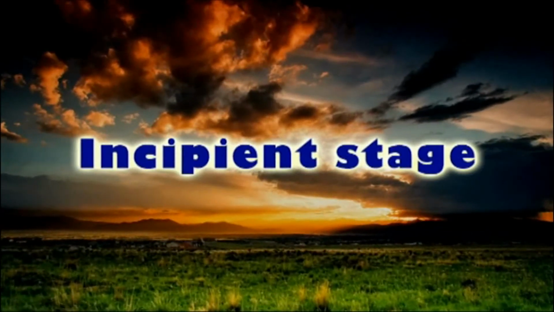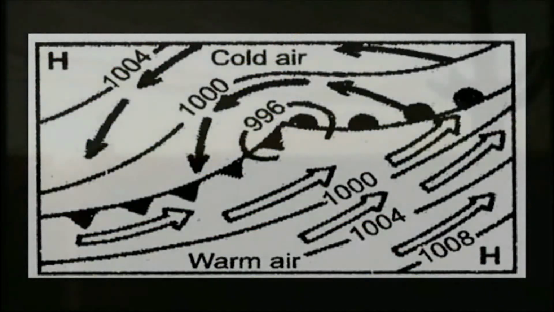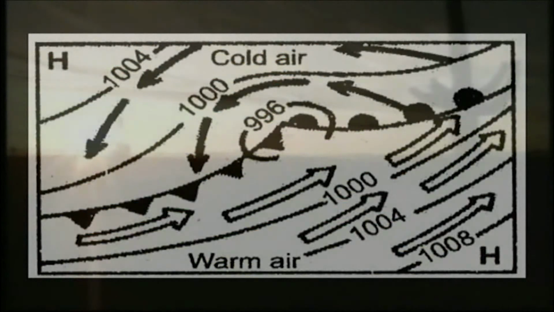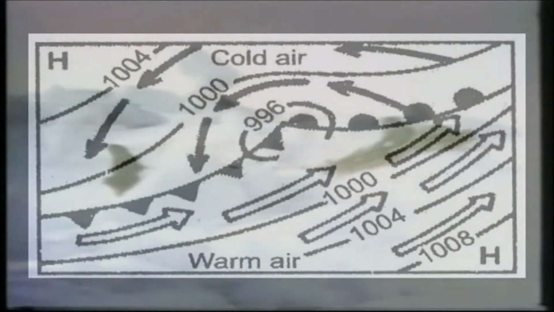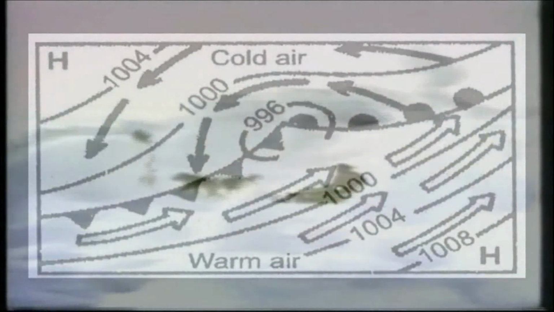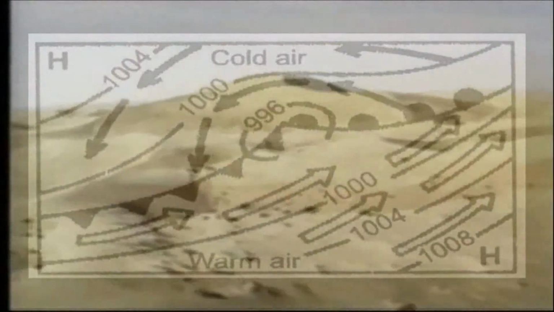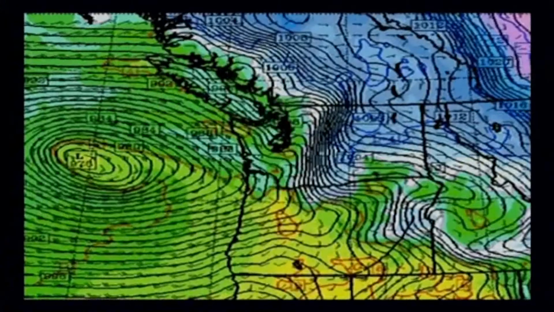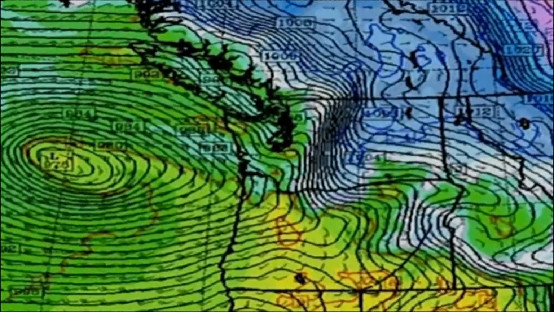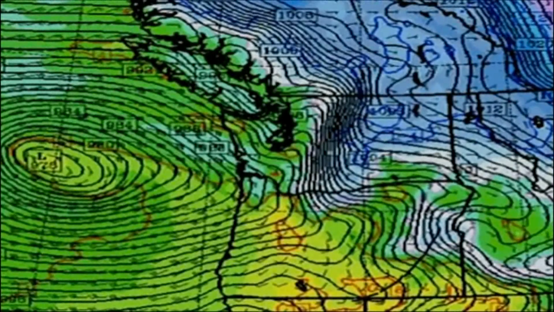Incipient stage. In the second stage, a wave is formed with cold air in the southerly direction and warm air in the northerly direction. There is an encroachment of each air mass into the domain of the other. In this stage, the isobars become almost circular in shape.